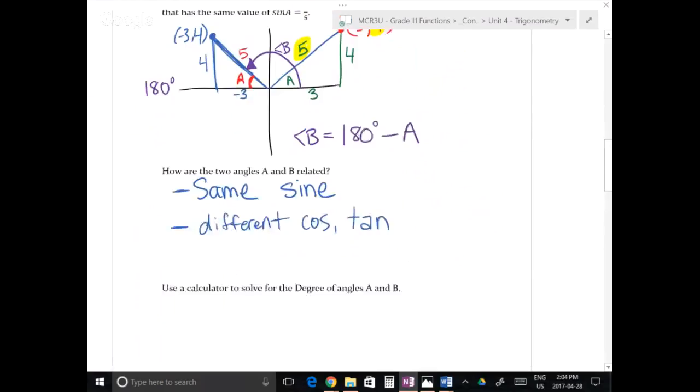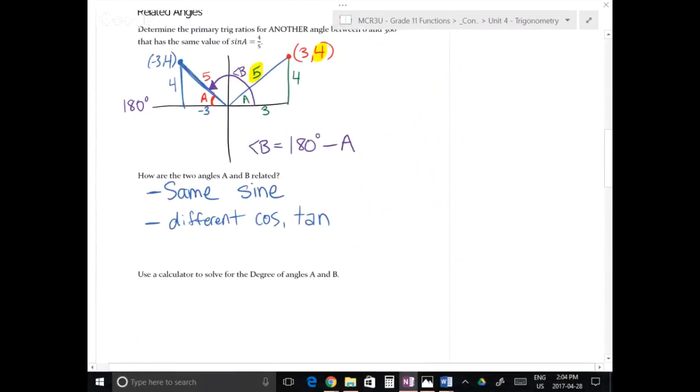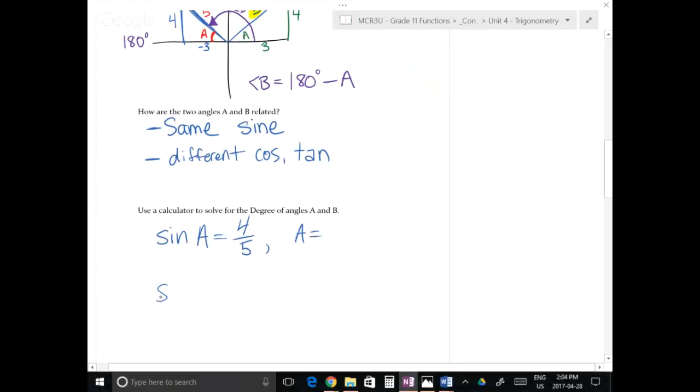Now, what I want you to do is use a calculator and tell me what exact angle has a sine of 4 over 5. If the sine of angle A is equal to 4 over 5, A must equal what? Tell me that. And if the sine of B is 4 over 5, what must B equal? So use your calculator and get to those numbers. Make sure your calculator is in degrees mode, by the way, when you enter.